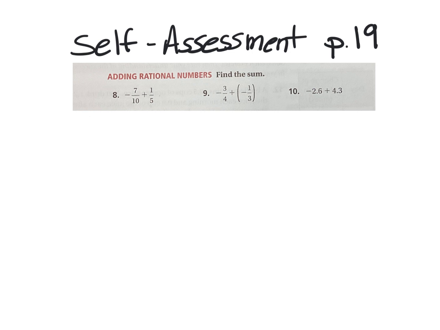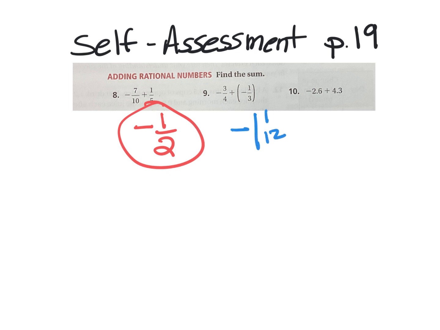Okay, so number 8, the answer to that one is a negative 1/2. For number 9, the answer is a negative 1 and 1/12. And then for number 10, the answer is 1.7. And that's a positive 1.7. Okay? If you didn't do good, you can try them again, or you can talk to me and we will figure them out at class.